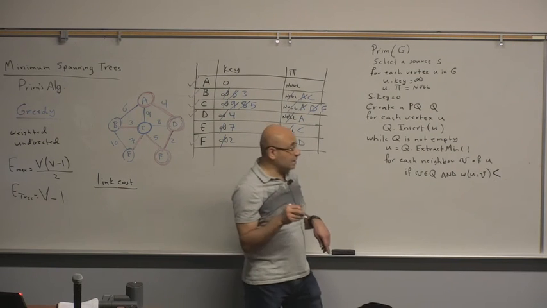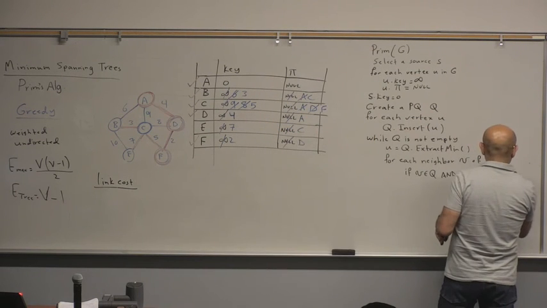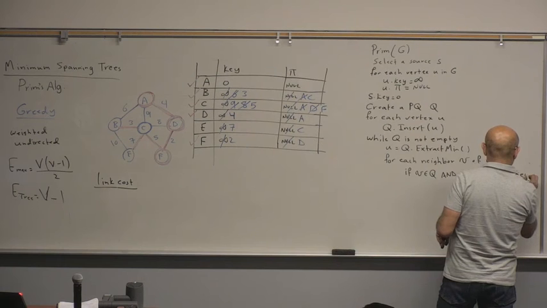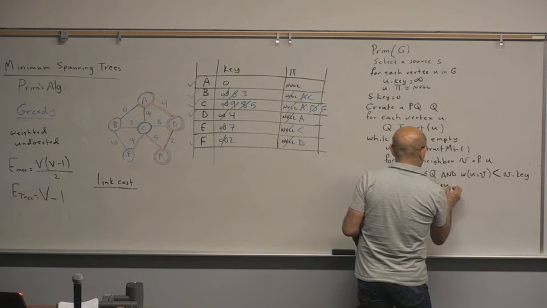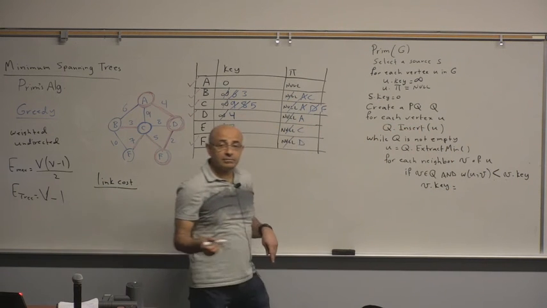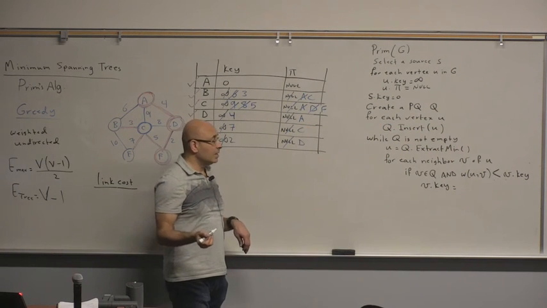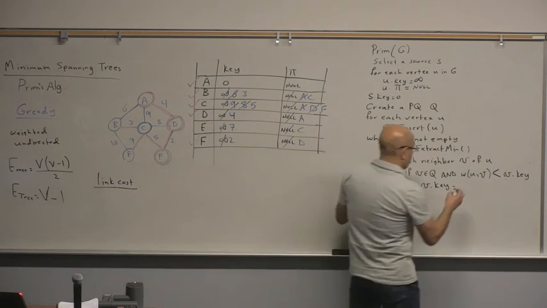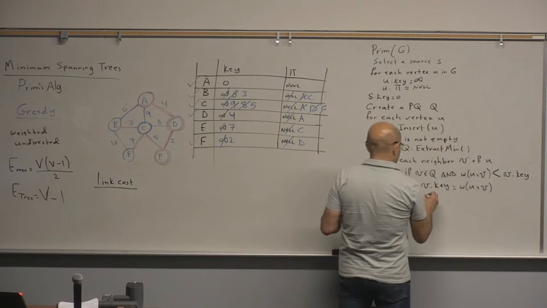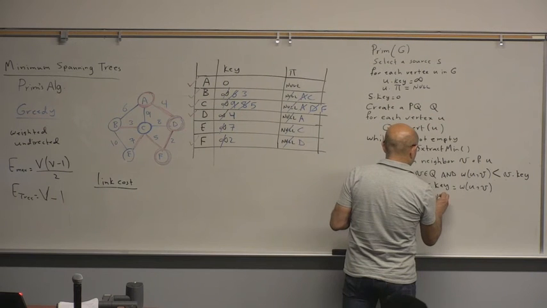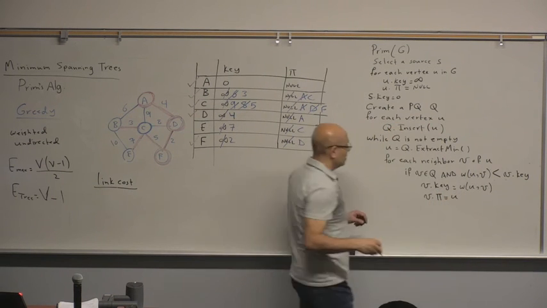So we're updating the key of the neighbor. So it's V dot key. Then V dot key equals what? Weight of U and V. And the parent V dot pi equals U.